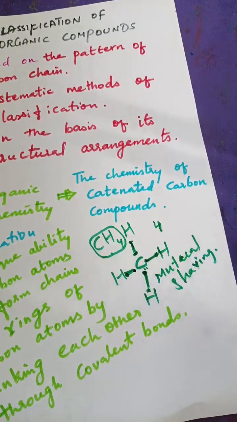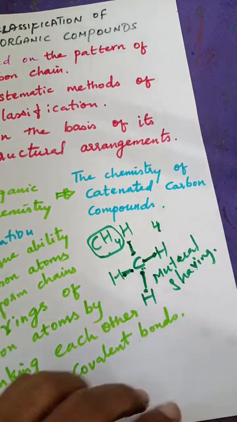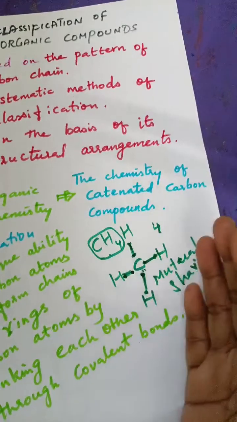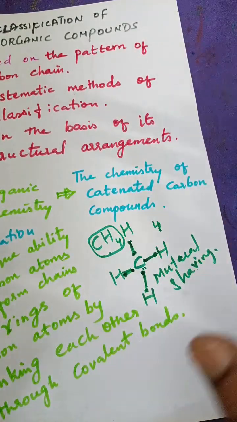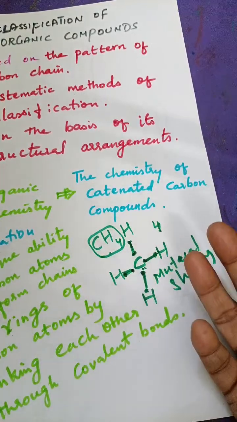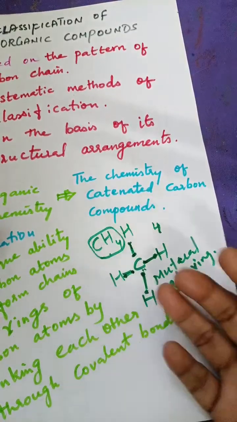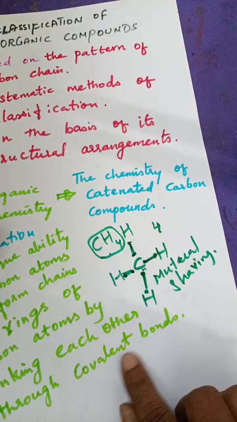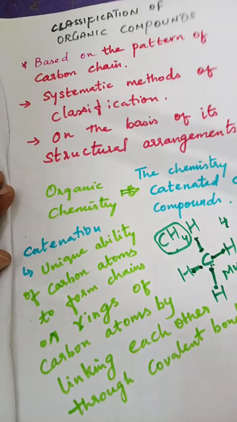So this is what catenation means, children. You can easily understand what catenation is. In a simple way, carbon has the ability to form rings and chains with other carbon atoms, and not only with carbon atoms but with other atoms also through the covalent bond. So this is about the catenation process.